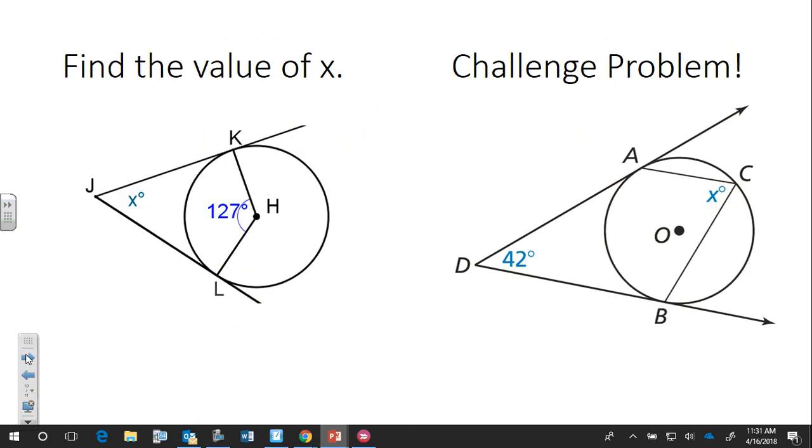According to that, if you can remember this little obscure theorem, what's 180 minus 127? 53. So x should be 53 degrees. That's all we have to do, if you can remember that, right? But if you can't remember it, 180 minus 127. But a lot of times there are so many theorems, my students can't keep track of them all.